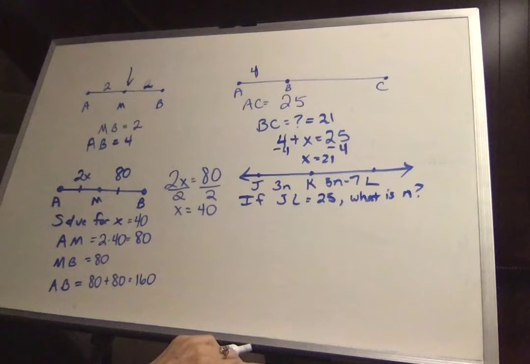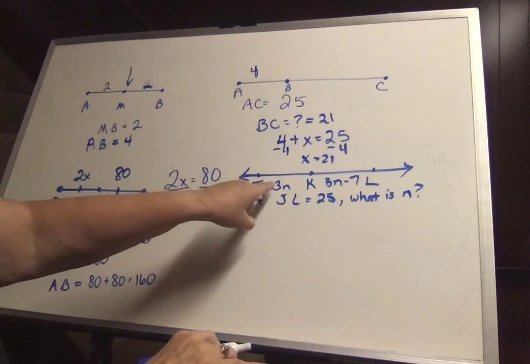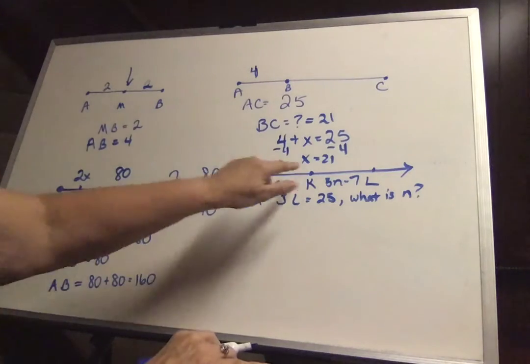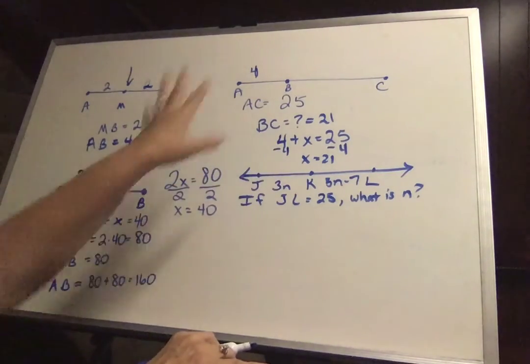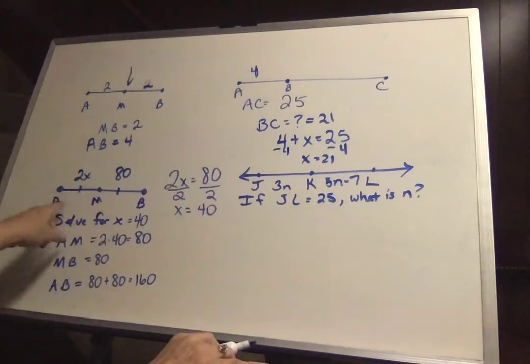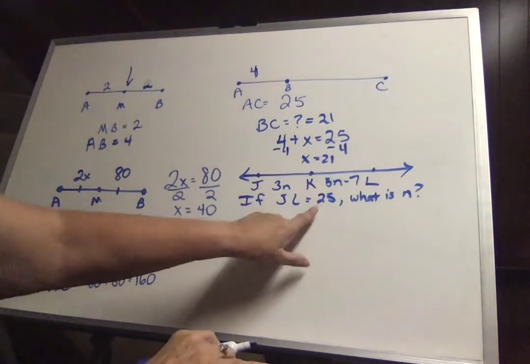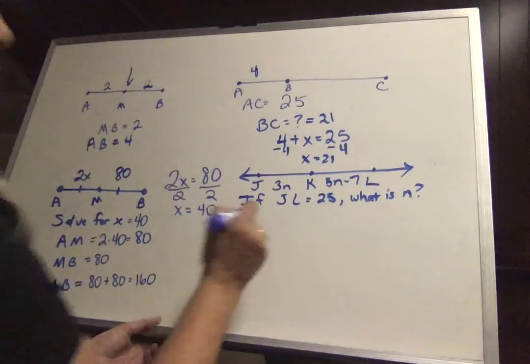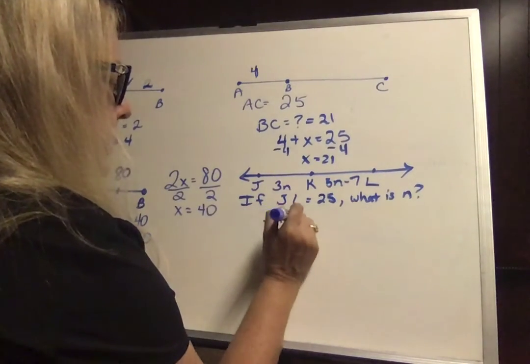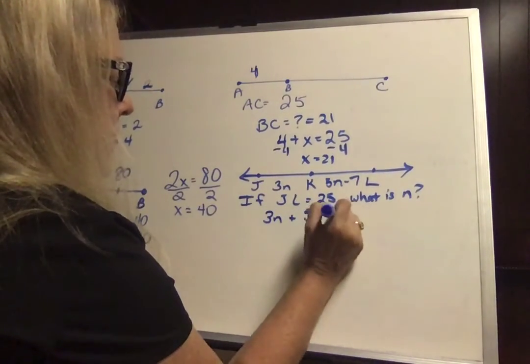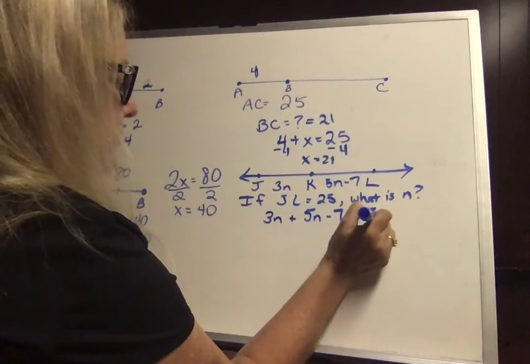Okay, so first you have to think of an equation. And we know that this part doesn't equal this part. K is not in the middle. It never told you that. It didn't use little tick marks. It didn't say it was a midpoint. So part plus part equals whole, and they do tell us the whole. So 3n plus 5n minus 7 equals 25.